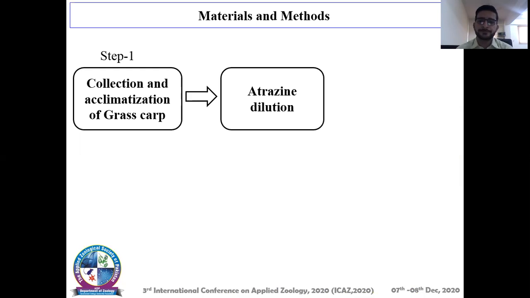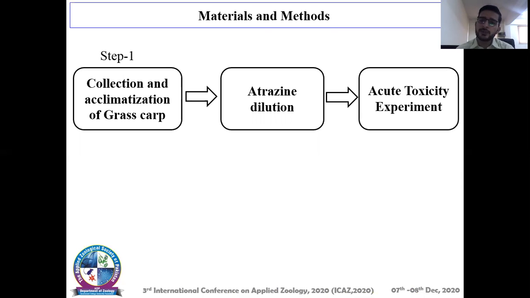After that, for atrazine dilution, technical grade atrazine 97.5% was used for the stock solution, in which 5 ml of atrazine and 5 ml of 80% acetone were mixed. From this stock, 1 ml of the solution was taken and mixed with 9 ml of distilled water. From that 10 ml solution, different concentrations were given to the fish.